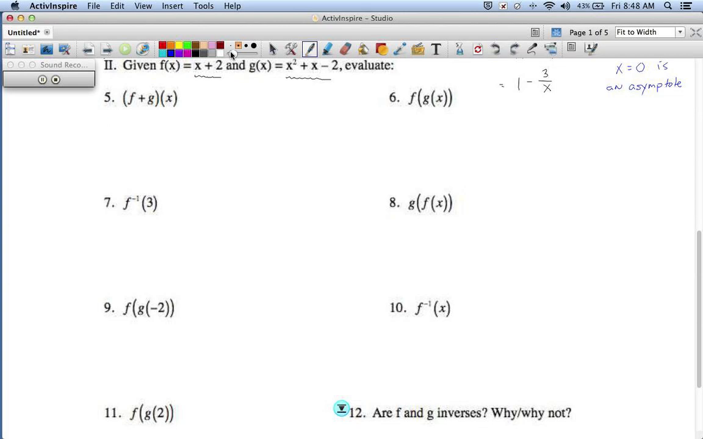So x plus 2, let's go right there. That's still thick. Oh well, we'll fix it later. F of x plus g of x. So x squared is all alone, so that's just an x squared. I have x plus x, that's a 2x, and I have 2 minus 2, that's 0. I'm done.